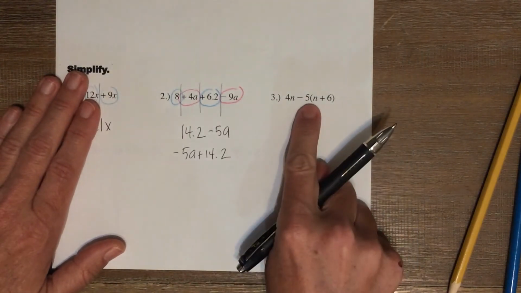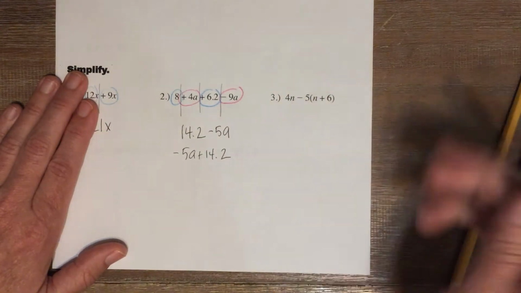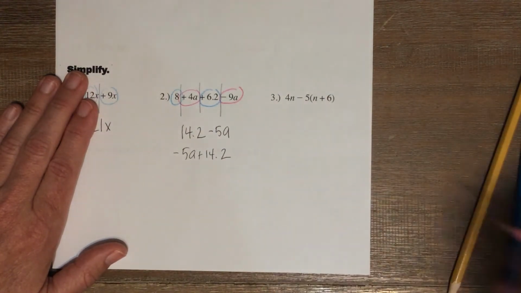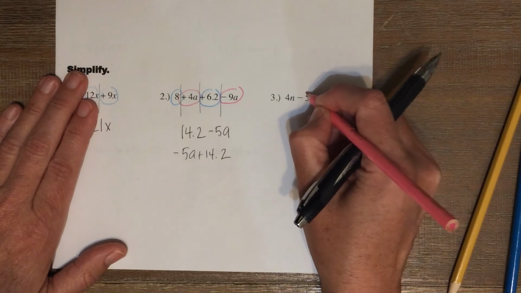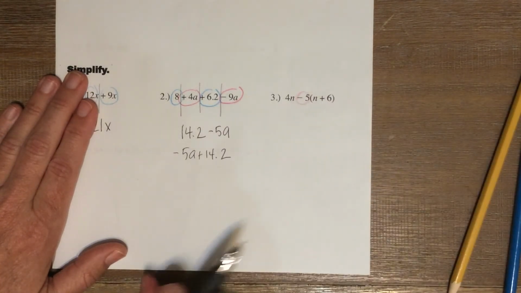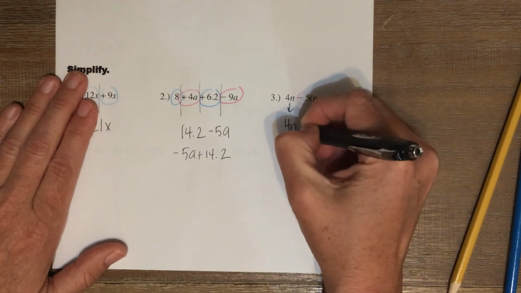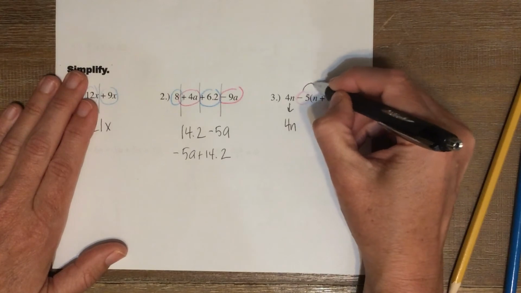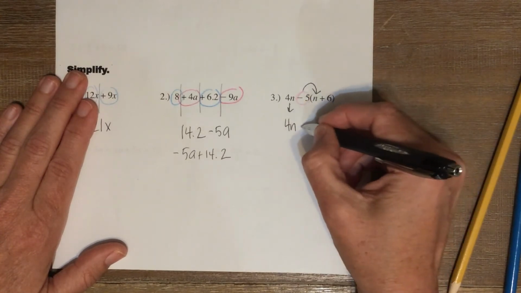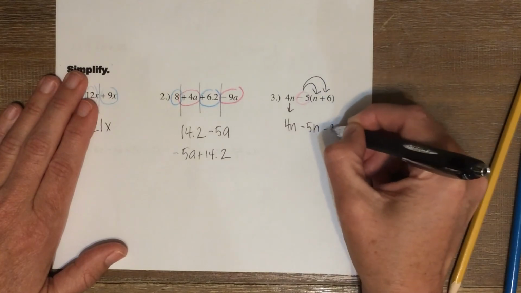Okay, this last one has a little bit of distributing to do first. The things are caught inside the parentheses, so you have to distribute. You have to look here though. Right here, that negative 5 is what's being distributed. So nothing's going to happen to the 4n right now. It's going to come straight down. So this is going to be negative 5 times n is negative 5n. Then negative 5 times 6 is negative 30.